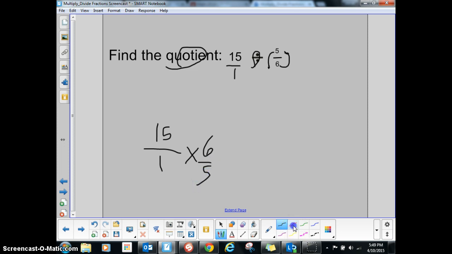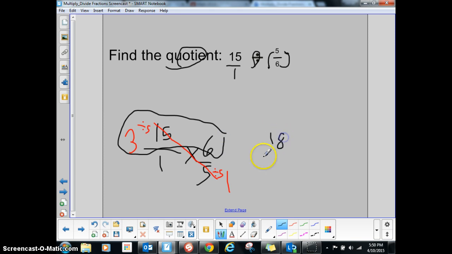And I can see right away that I can cross divide and cross simplify, and I can divide both 15 and 5 by 5. So I'm going to divide them both by 5. And 15 divided by 5 is 3. And 5 divided by 5 is 1. And now I multiply my numerators. 3 times 6 is 18. And 1 times 1 then is 1. So my final answer is 18.